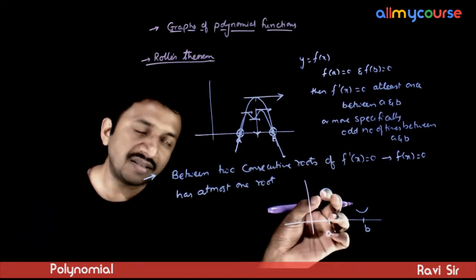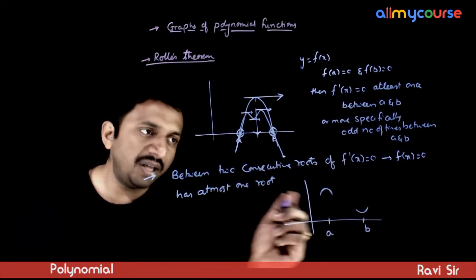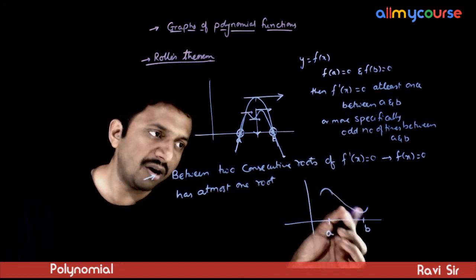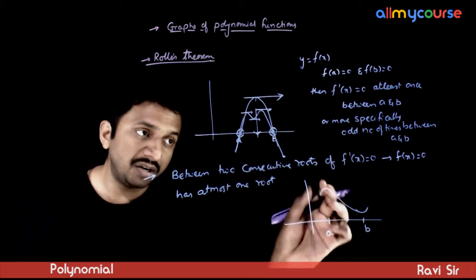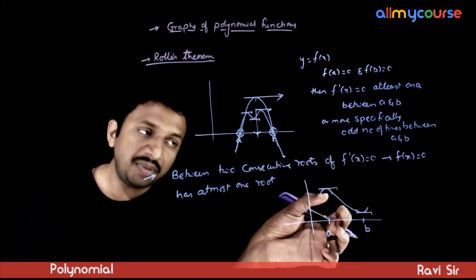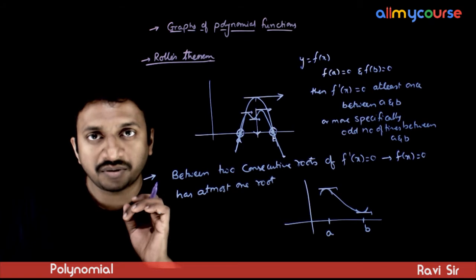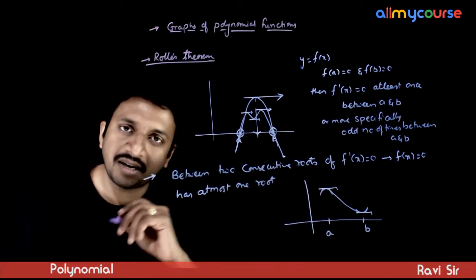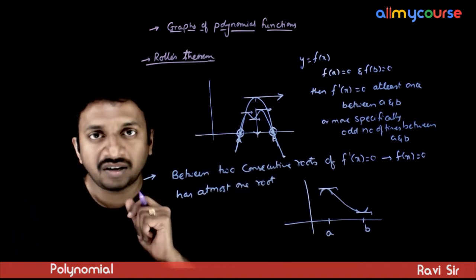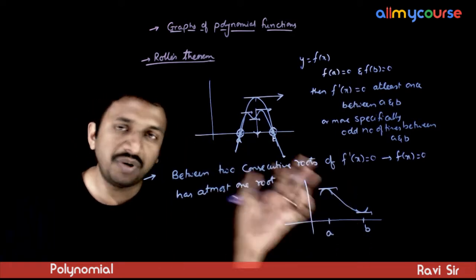So if the graph is like this at a and like this at b, if you connect these two, because a and b are consecutive roots of f dash of x is equal to 0, in between a and b, f dash of x is not equal to 0. So they have to get directly connected. So here, as you can see, there is no root for f of x is equal to 0 between a and b.